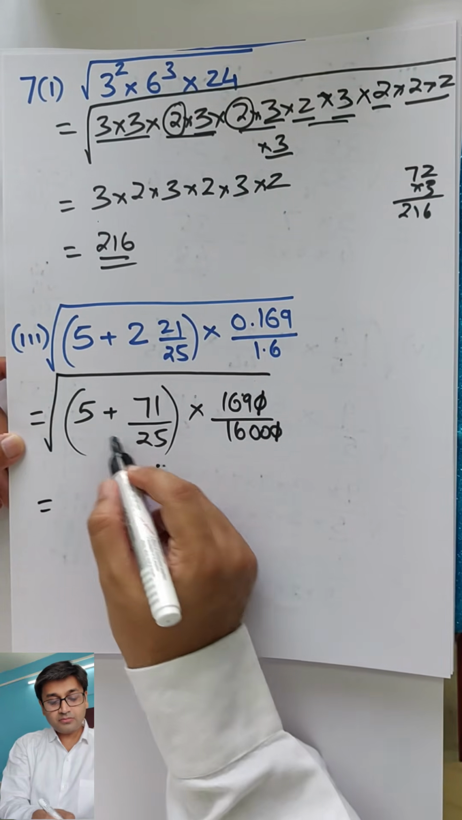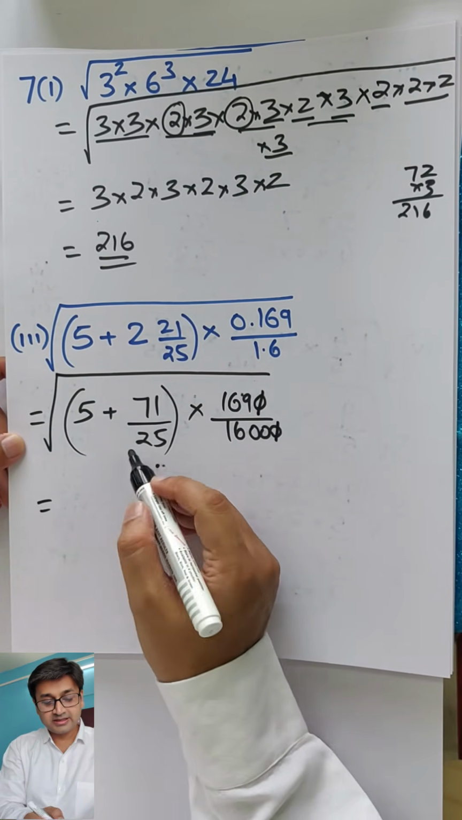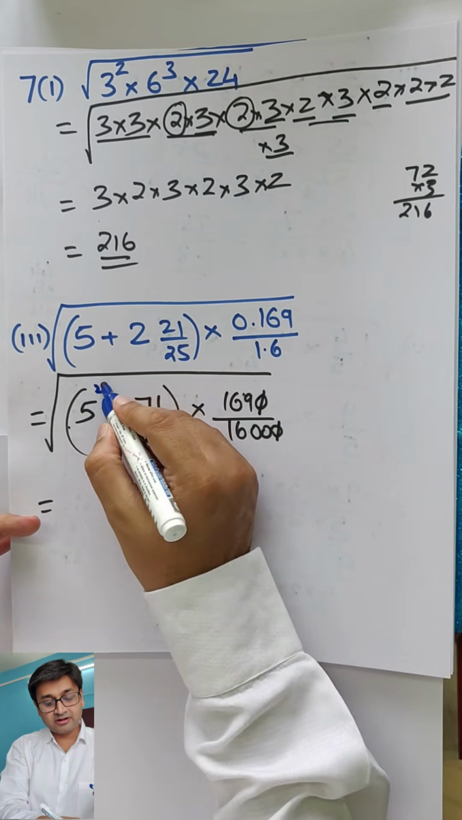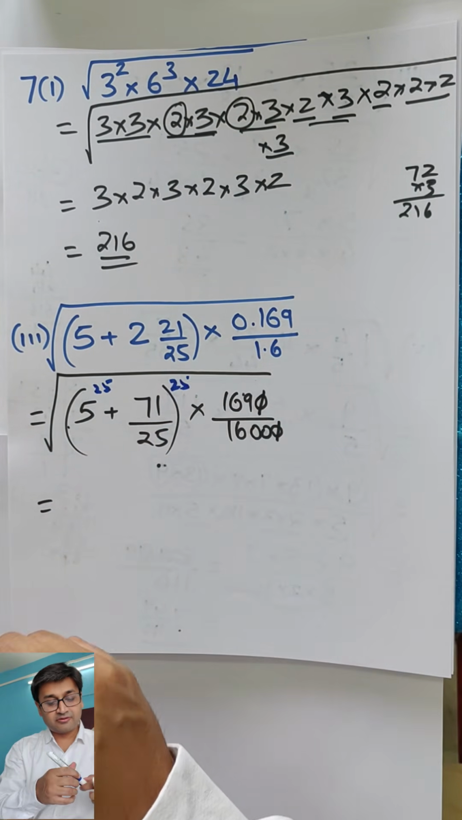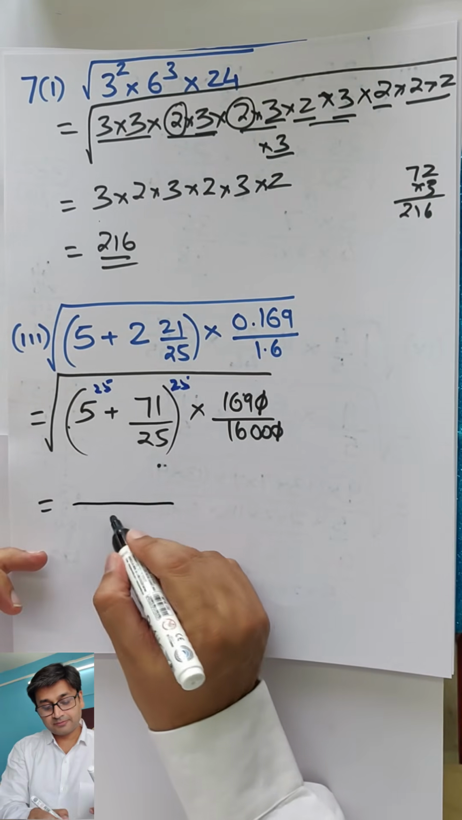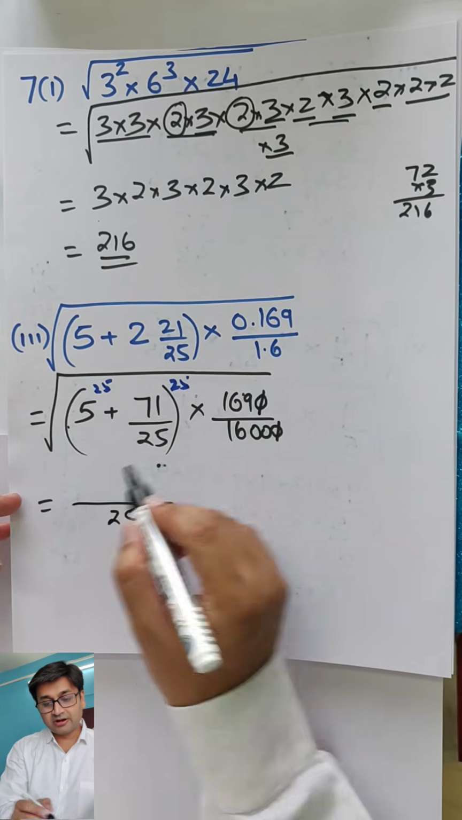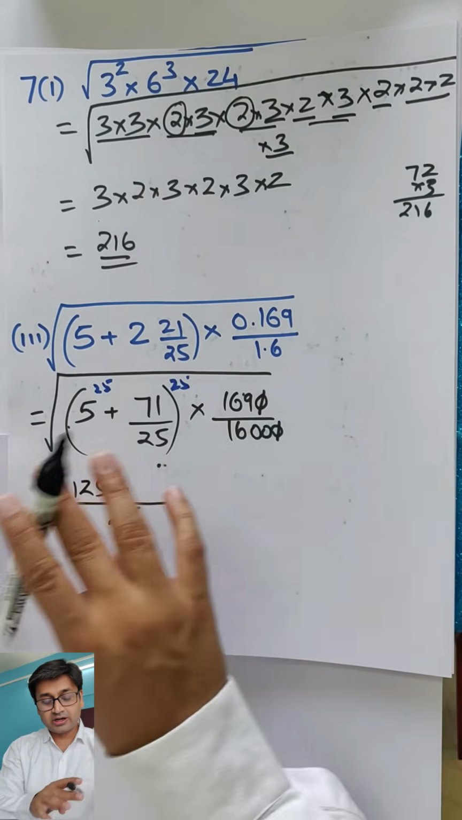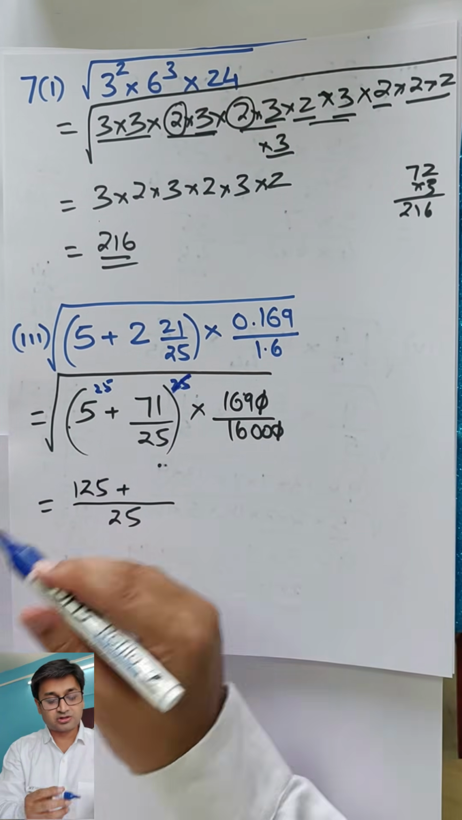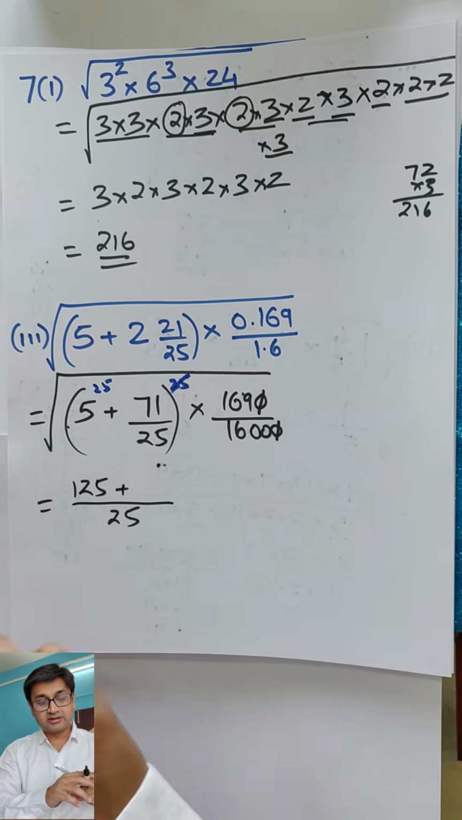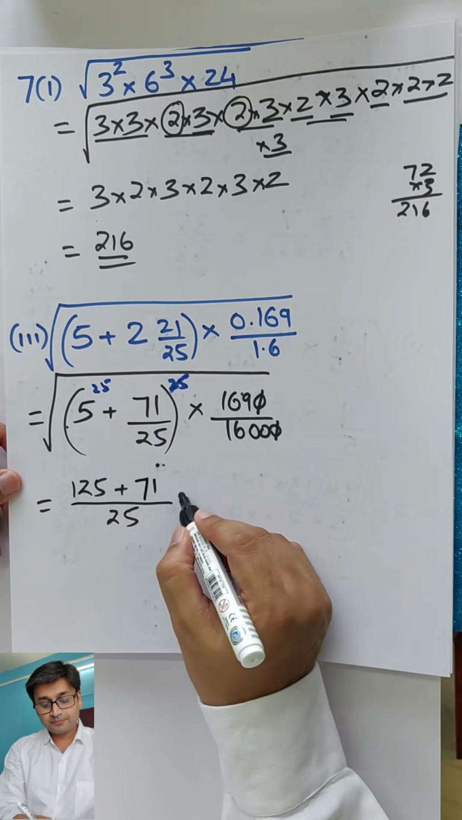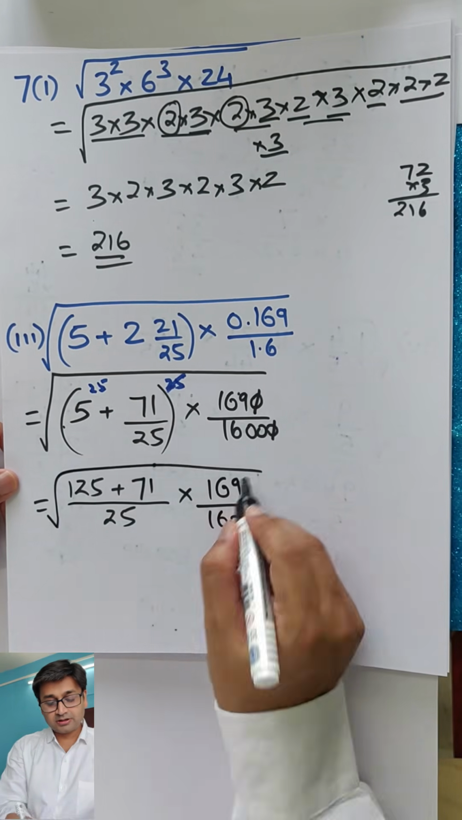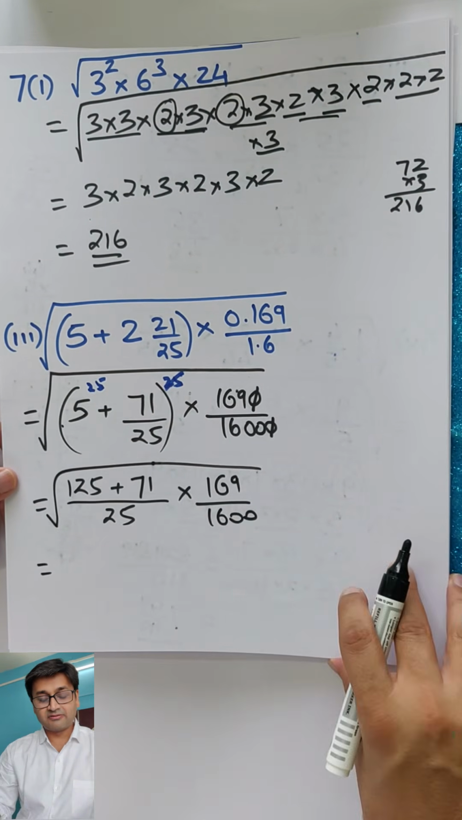Under the root. LCM. You know how to take the LCM? So you multiply in your head this number by 25 and this also by 25. Why? Because your LCM is 25. So 25 into 5, go onto your rough, multiply, you will get 125, and then this 25 in your head gets cancelled with this 25. So you don't have to do anything, directly write 71 over here into 169 by 1600 under the root. So 125 plus 71 will be what?